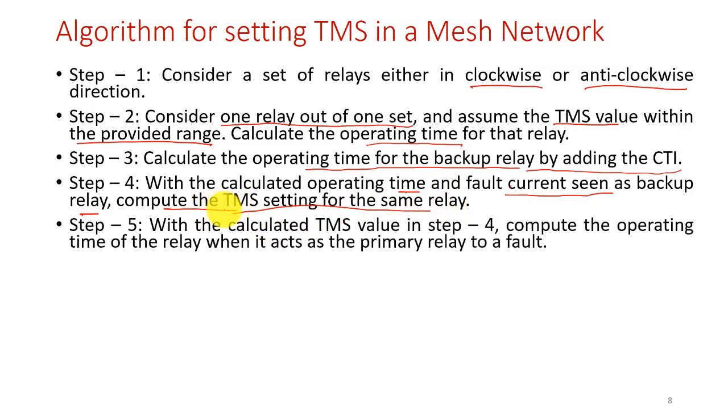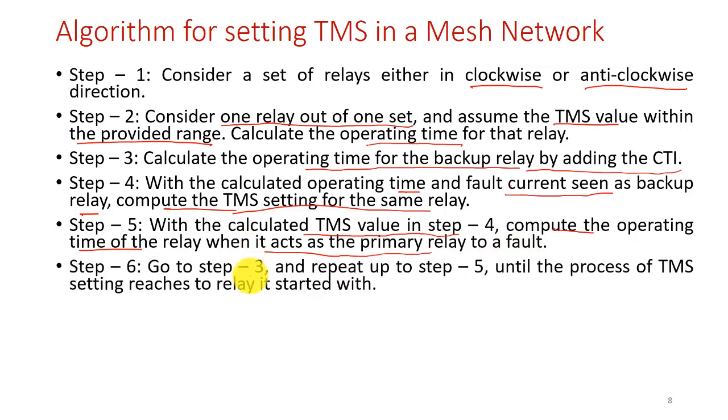Now in step 5, with the calculated TMS, whatever TMS value we calculated in step 4 for the backup relay, now compute the operating time of that relay when it acts as the primary relay to a particular fault. So for the primary protection, how much time it takes. So let us calculate that. Then in step 6, go to step 3 to calculate the operating time, then your TMS setting again.